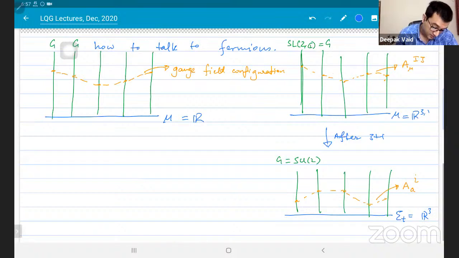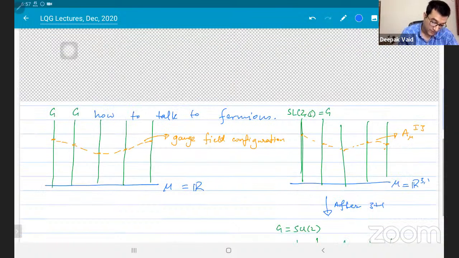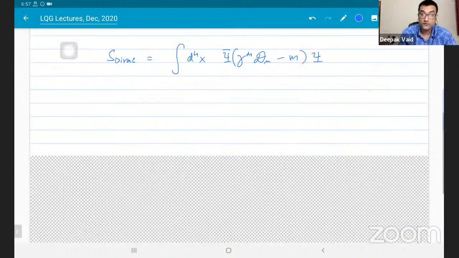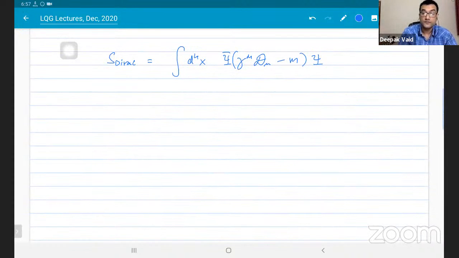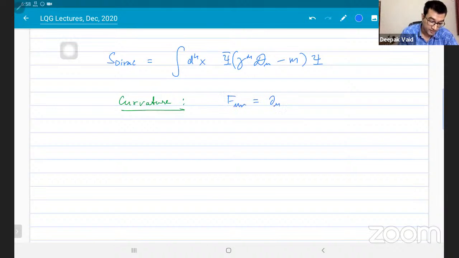Okay, now let me come to the concept of curvature of the gauge field. What do we mean by the curvature? As I said earlier, for an abelian gauge field, this is the curvature, and it's an antisymmetric object. It's a two-form.